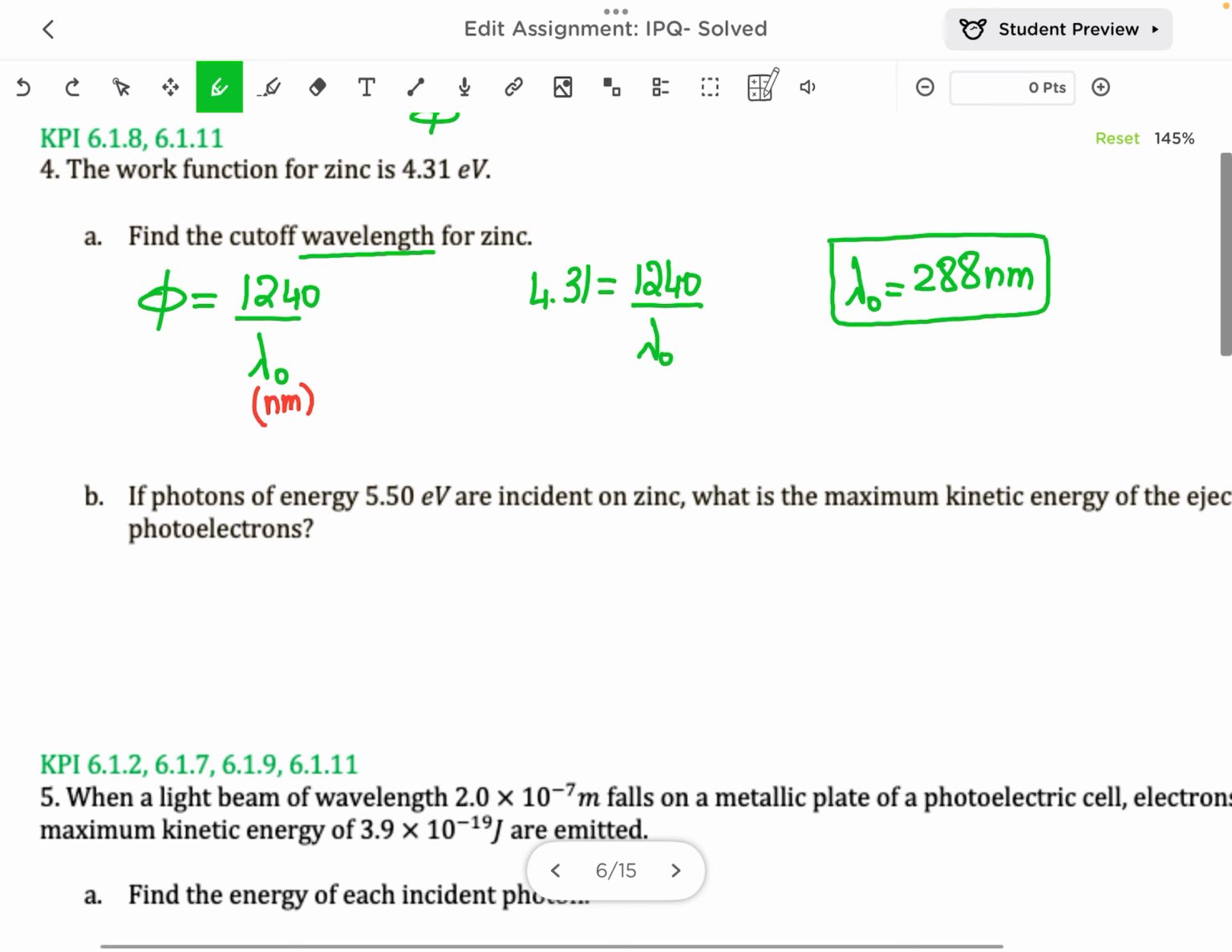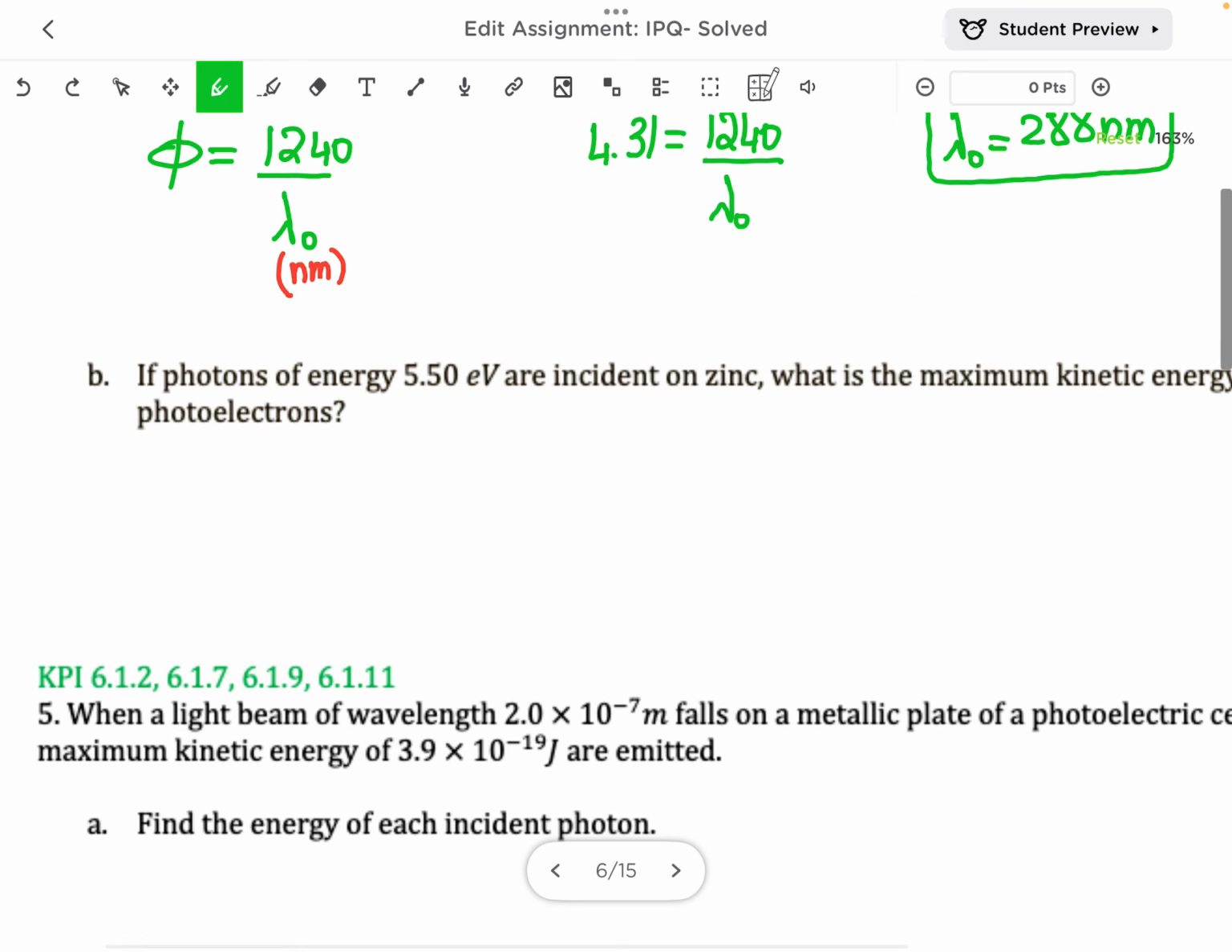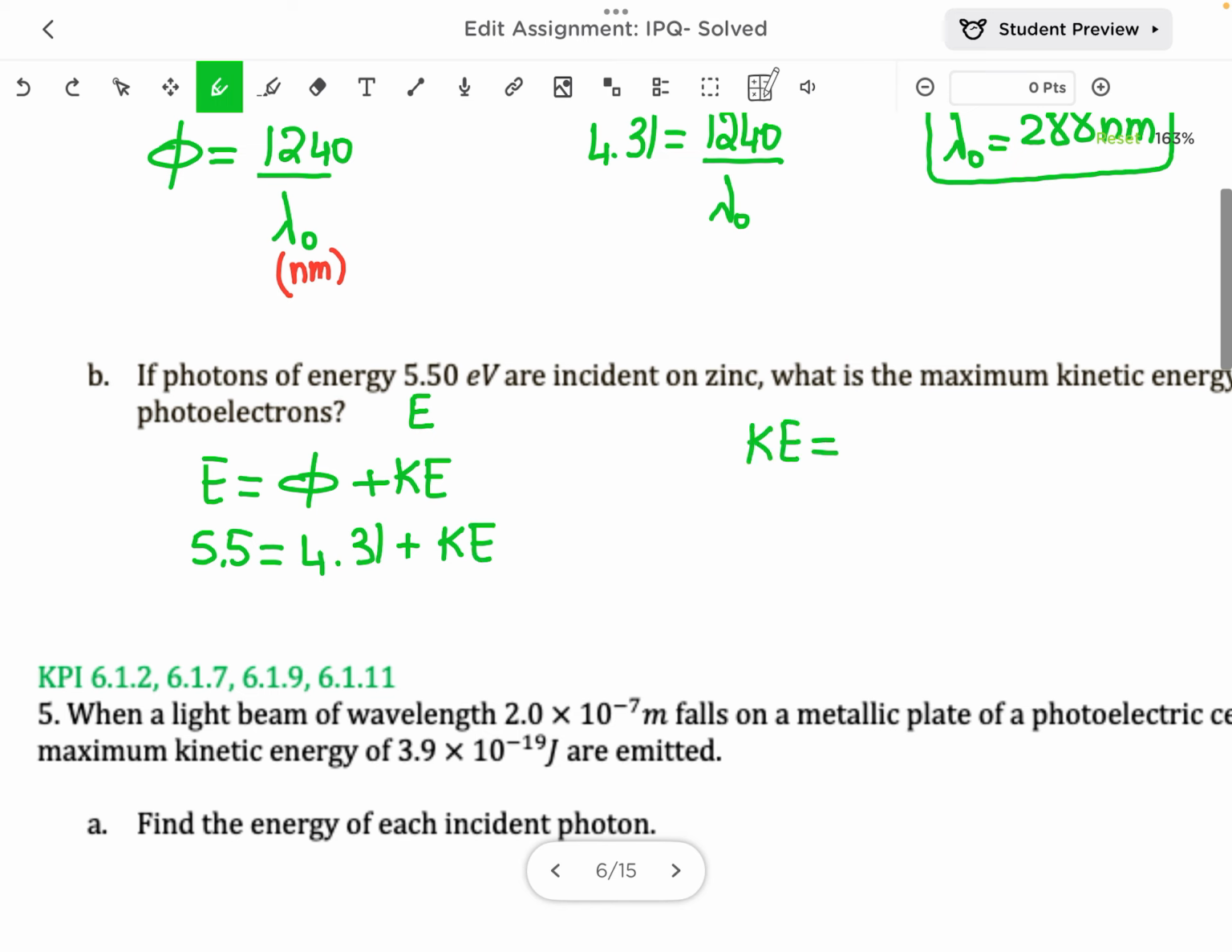If a photon of energy 5.5 eV is incident, what's the maximum kinetic energy? So the energy is 5.5, with the work function given. So 5.5 equals 4.31 plus the kinetic energy. The kinetic energy is simply the difference, which is equal to 1.19 eV.